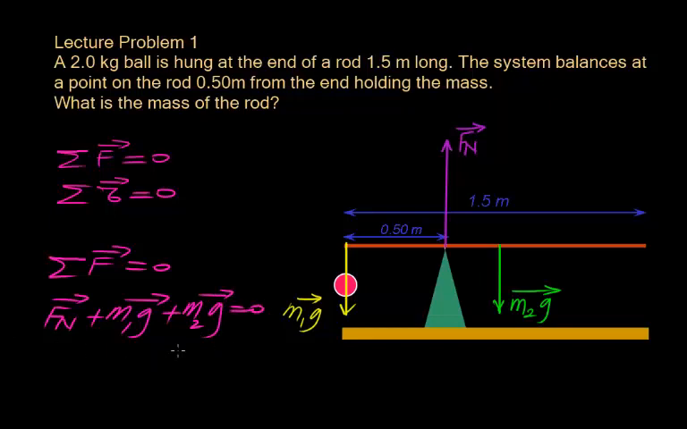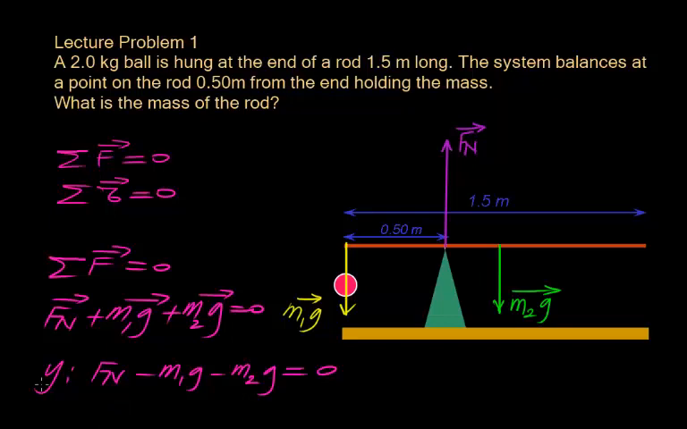Breaking this equation into components, the y component is going to have the following form. The normal force is a positive component. The two mg's are going to have negative components. As you see, this equation has two unknowns, the mass m2 of the rod and the normal force. Therefore, it is impossible to solve for the mass of the rod.